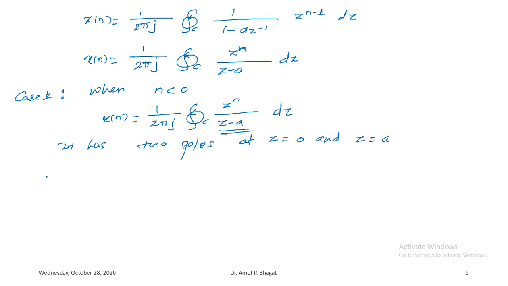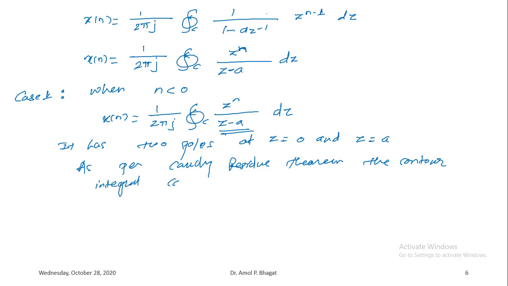So as per Cauchy residue theorem, the contour integral can be evaluated as, how it will be evaluated, so it will be evaluated as summation.